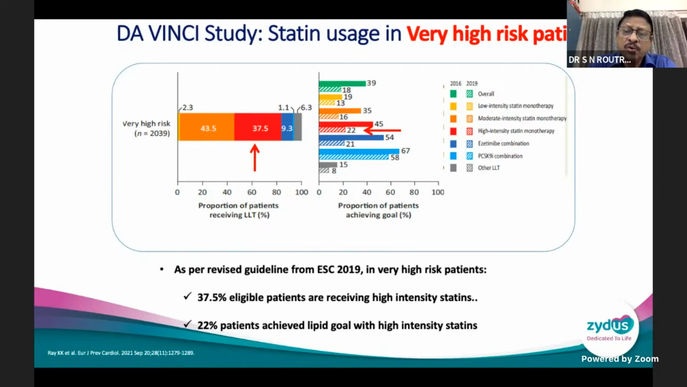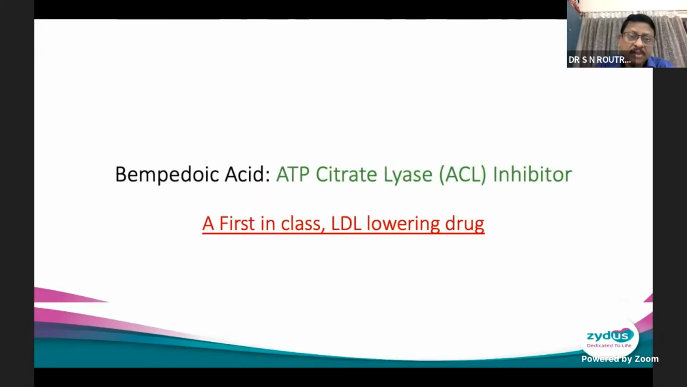So there is a gap, a treatment gap. Not all the patients who need high intensity statin are taking it. And among those who are taking high intensity statin, a substantial number of patients are still not reaching the target. That is very important. So there is a need for a second agent, a second medication, to show the benefit of lipid lowering therapy there.